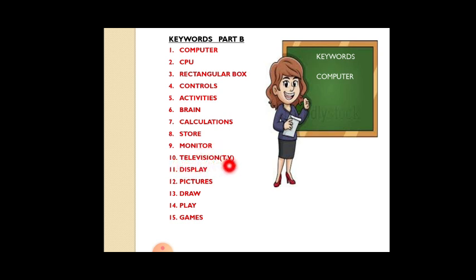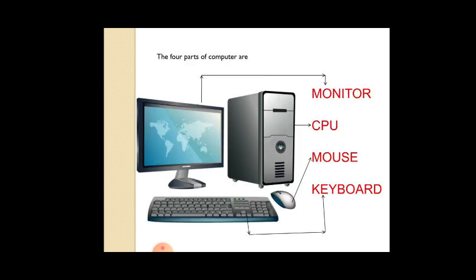Next is television, TELEVISION. It's also called as TV. Next is display, DISPLAY. Next is pictures, PICTURES. Next is 13th word is draw, DRAW. Next 14th word is play, PLAY. And 15th word is games, GAMES. So children, please learn these keywords.